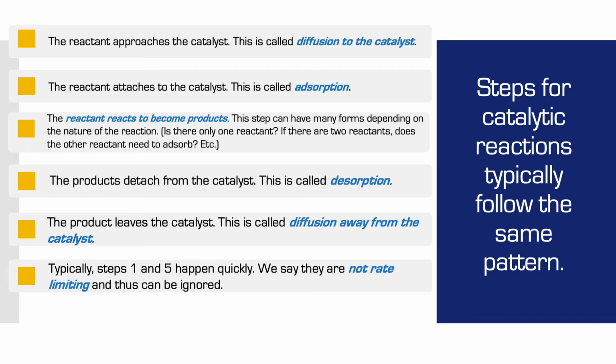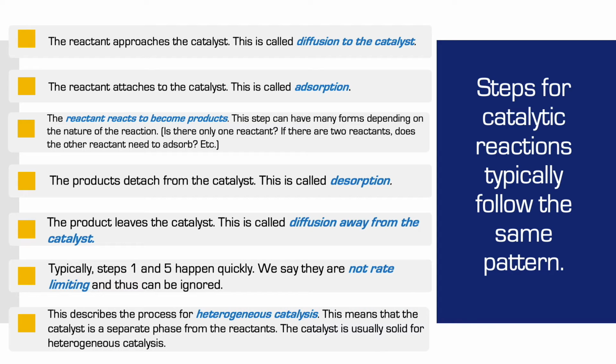Typically, steps 1 and 5 happen quickly. We say they are not rate limiting and thus can be ignored. This describes the process for heterogeneous catalysts. This means that the catalyst is a separate phase from the reactants. The catalyst is usually solid for a heterogeneous catalyst.